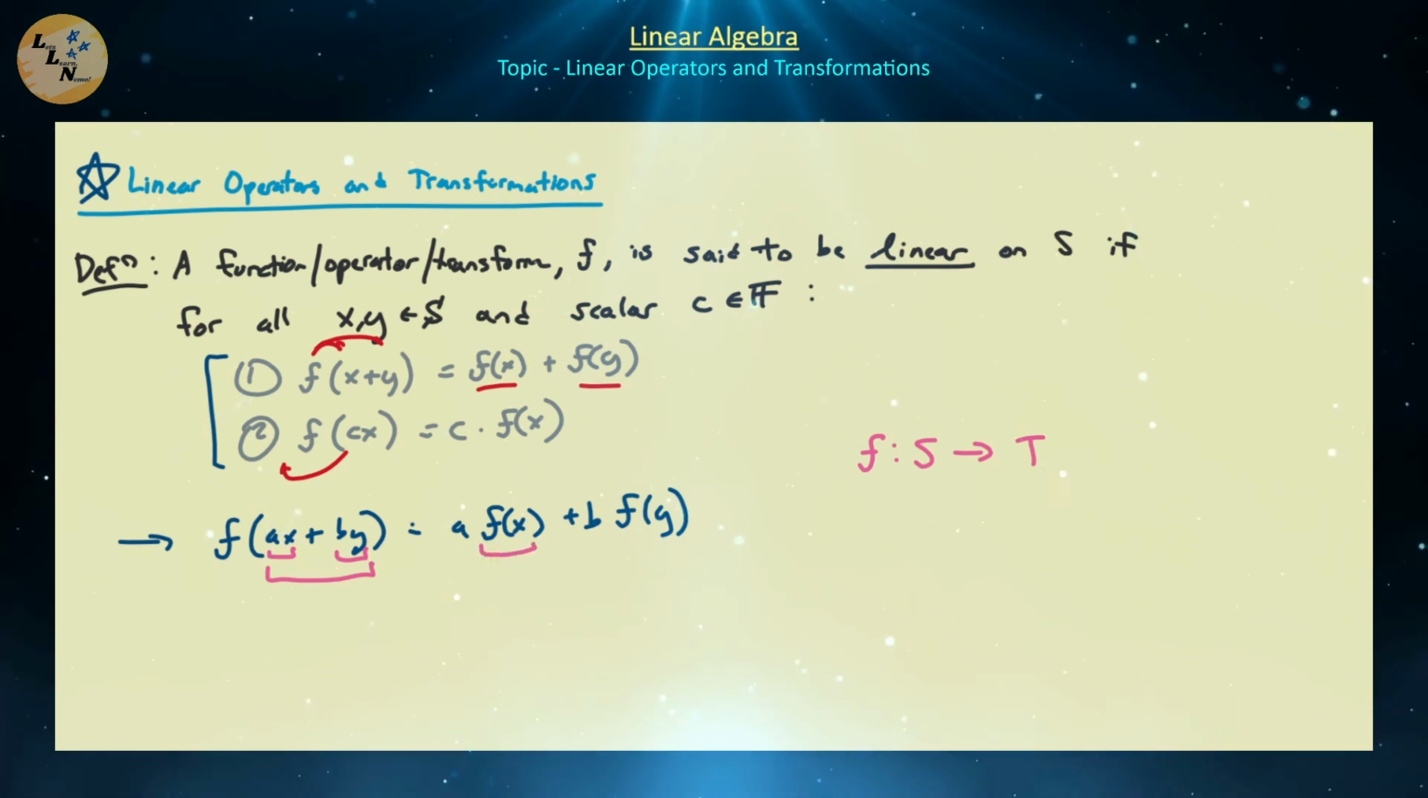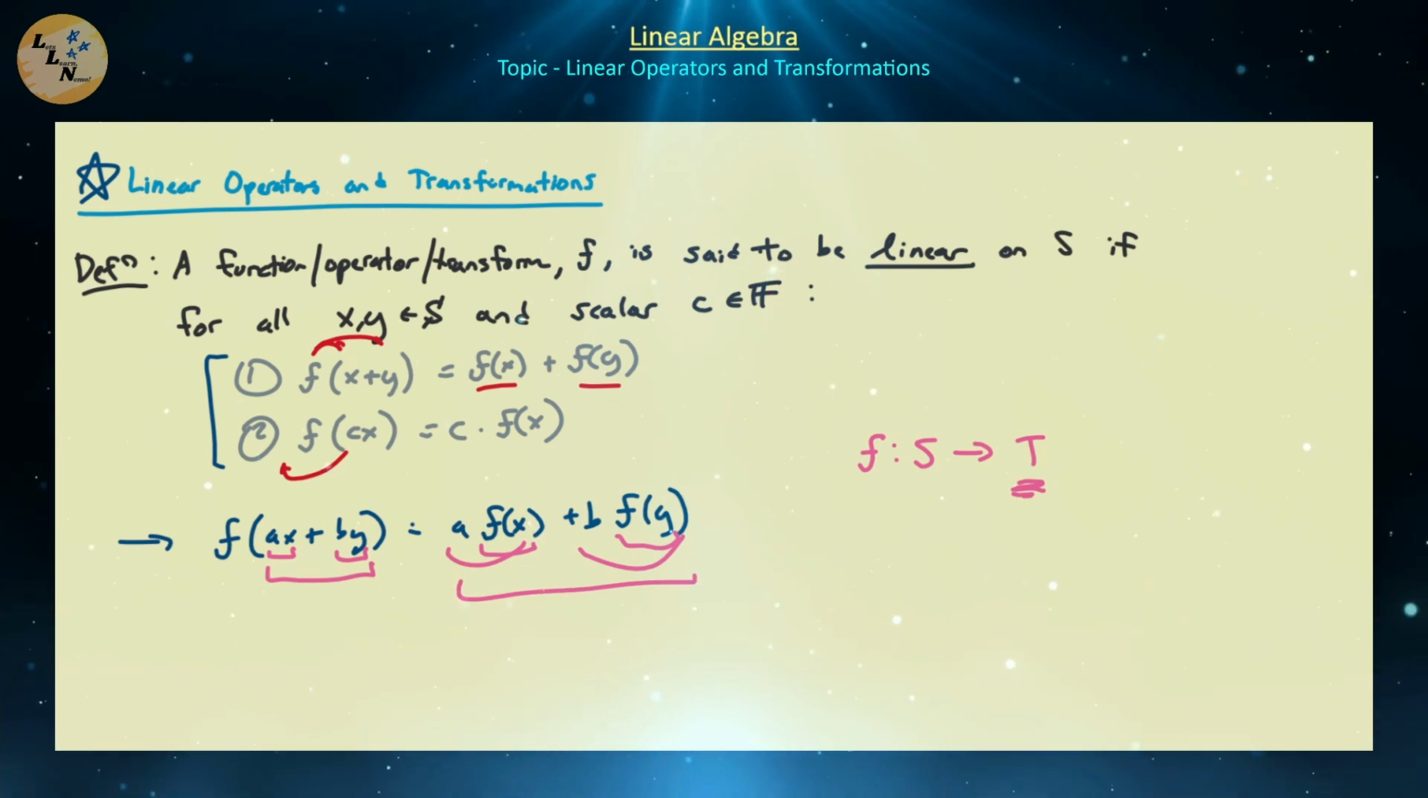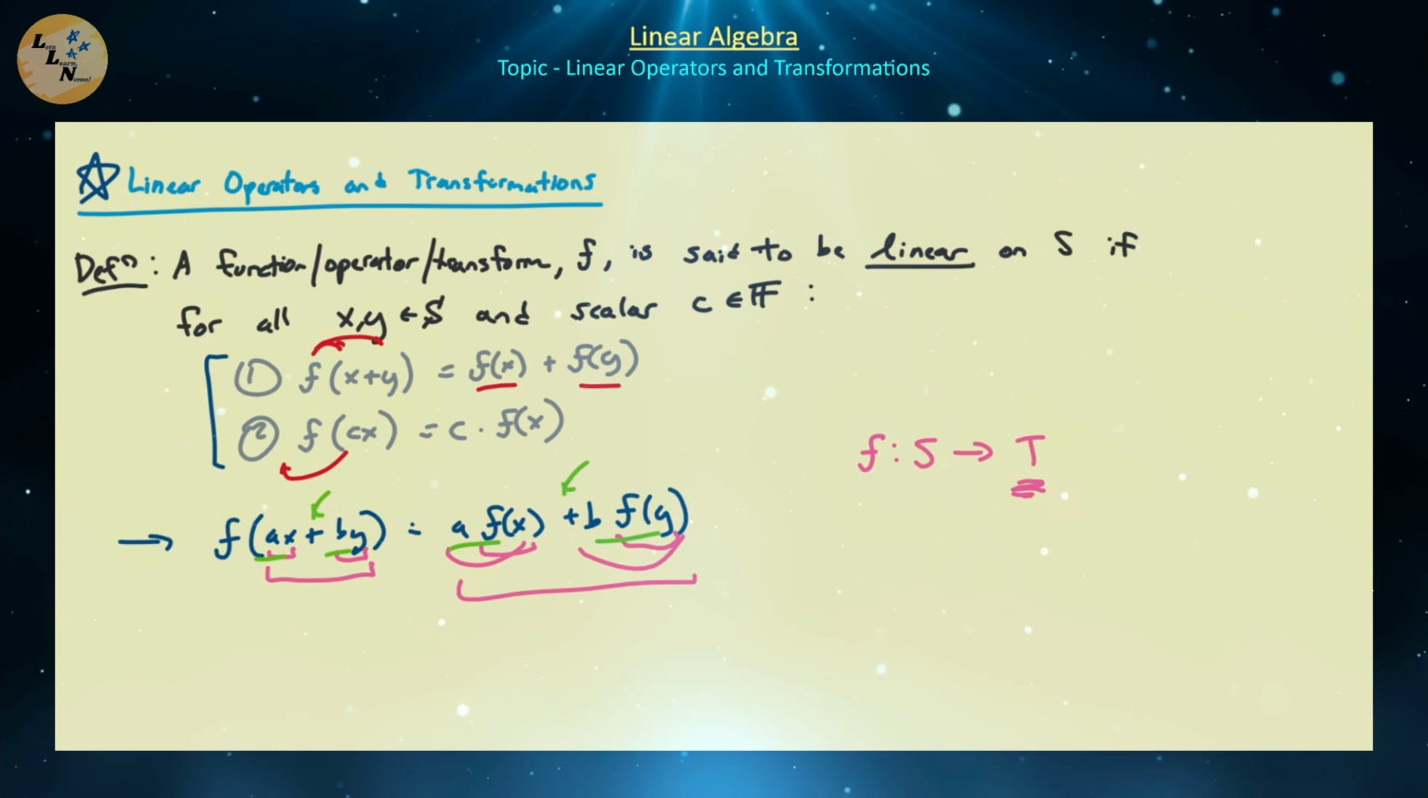But notice that f(x) belongs to T, not S, and f(y) also belongs to T and not S. And this is scalar multiplication in T, and this is vector addition in T. So although I'm using the same notation for the plus and the scalar multiplication between these vectors and the scalars, they are potentially a little different from each other, but of course there's nothing wrong with letting those things be the same.